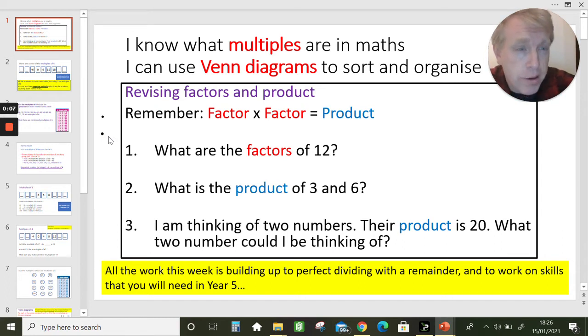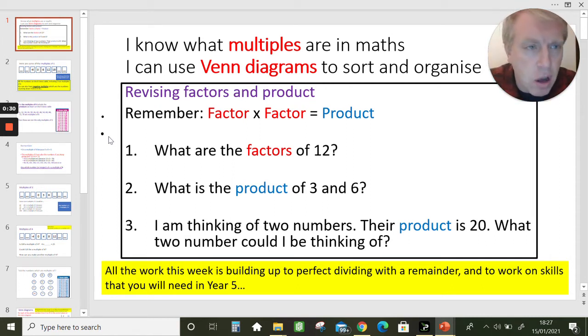This week we are going to practice a lot of the skills and knowledge that we're going to need to go on and succeed in multiplication and division and fractions as well in year 5. And today we're going to look at what multiples are in maths, and just practice some work about Venn diagrams.